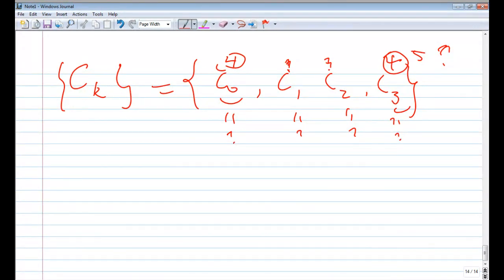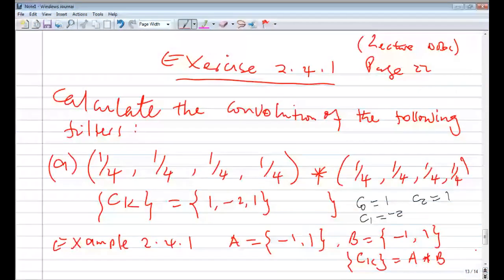Let's stop here, and then please just go and do exercise 2.4.1 A and B. Then on Wednesday we are going to proceed with other stuff, stochastic processes.